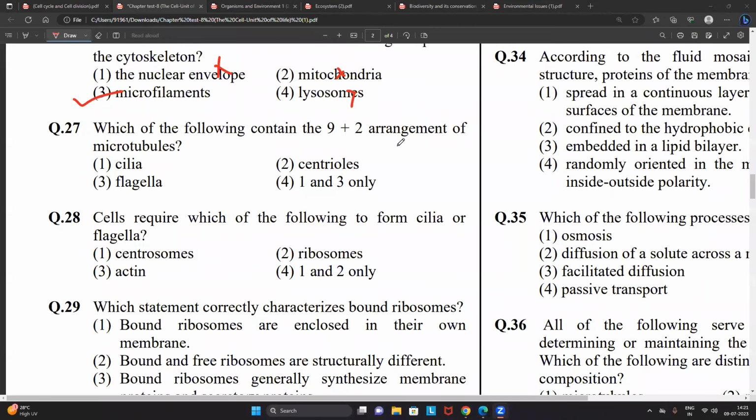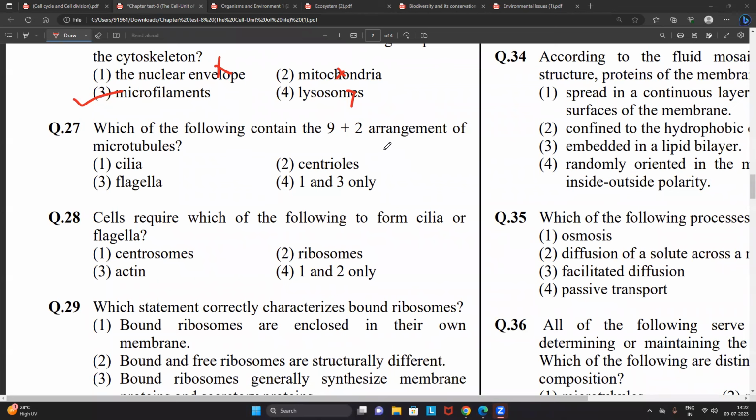What is the question? Which of the following contain the 9+2 arrangement of the microtubules? All people have given the answer as flagella. Correct? Some people are using the word cilia also. No, cilia do not have the 9+2 arrangement. Flagella have the 9+2 arrangement, right?